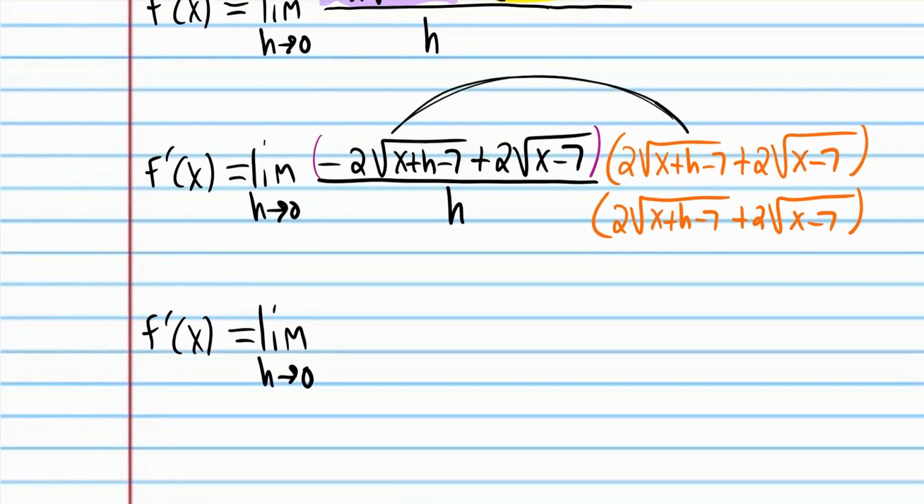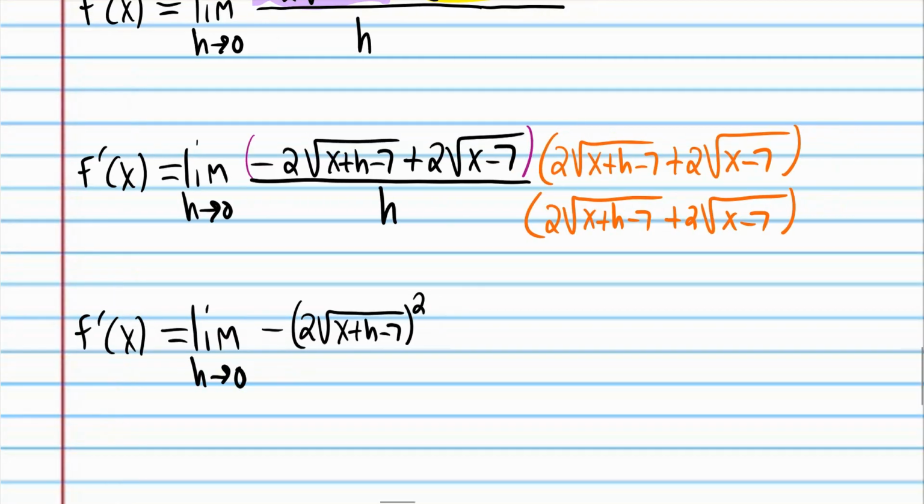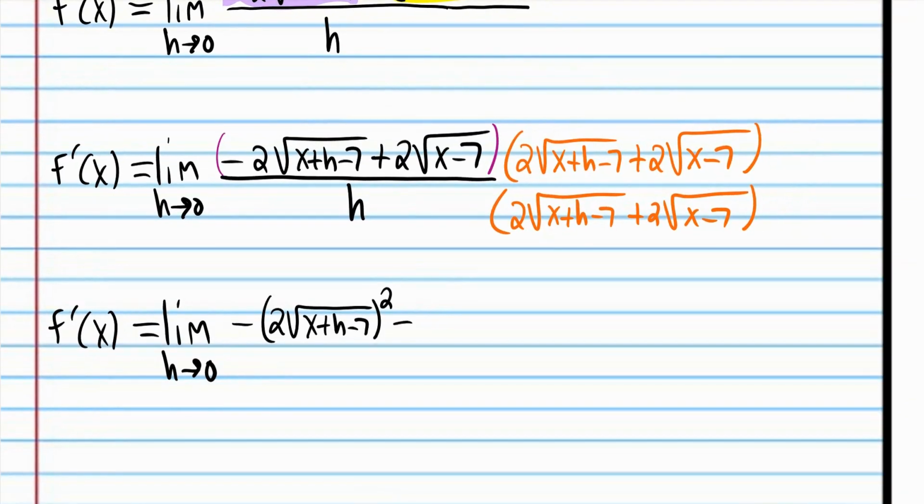So we're going to multiply these, and we end up with negative 2 root x plus h minus 7 squared. And then we're going to multiply the outsides. When you do that, the negative 2 and the 2 multiply. You can make it negative 4. And you can write it however you want to write it. We can combine this in many different ways, but I'm just going to write the roots next to each other.